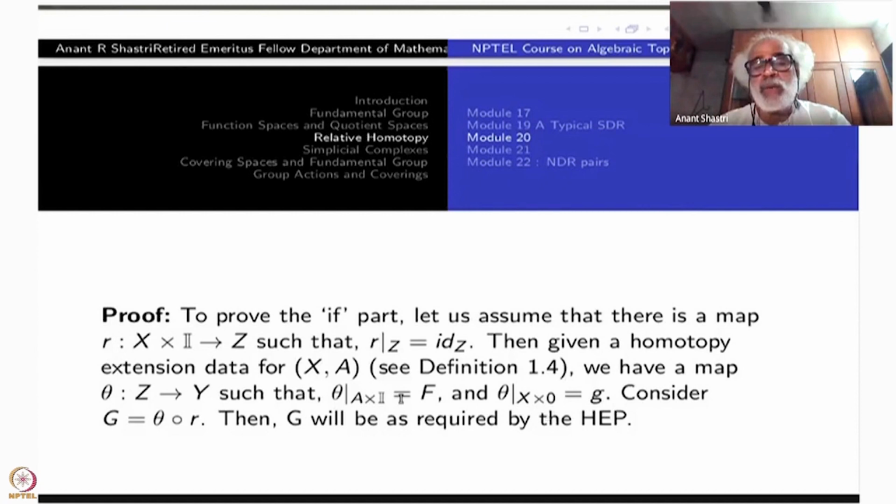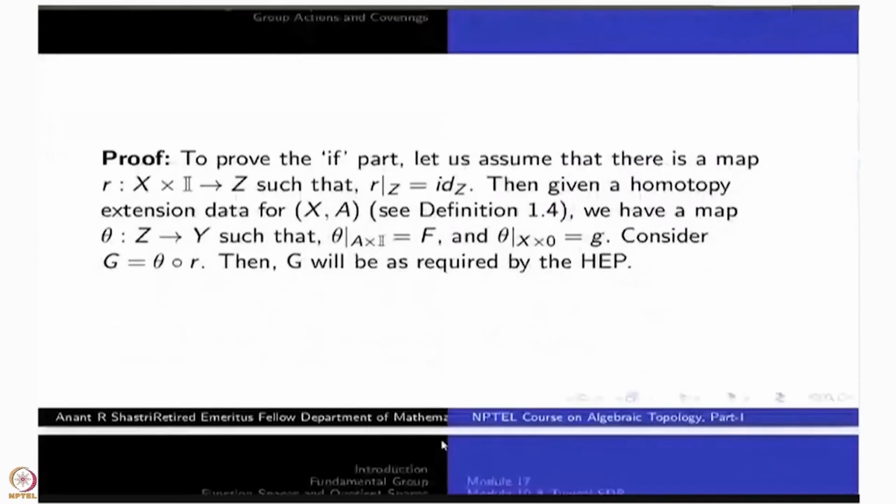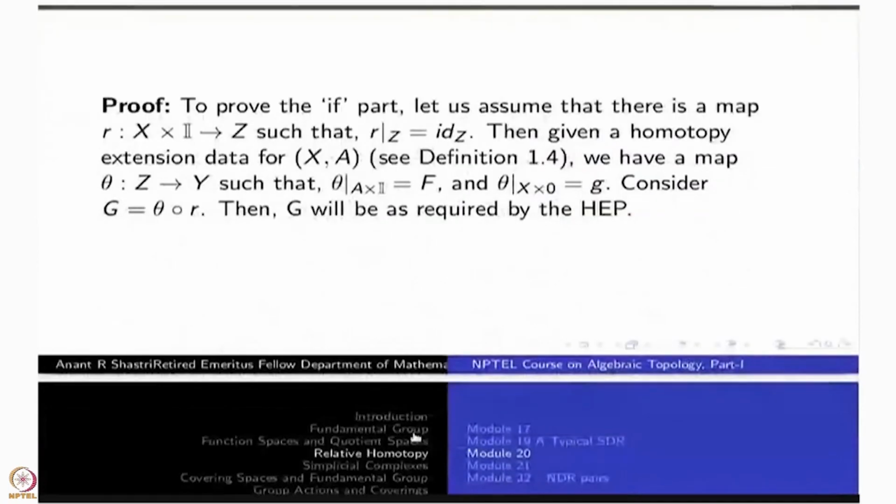Okay. Look at A cross I and X cross 0. What is the intersection? It's A cross 0. That must be a closed subspace. It's the same thing as A must be a closed subspace. So the hypothesis is required there to say that theta is continuous, first of all. Okay. It is not a very costly hypothesis, because finally what you get is the converse, namely A to X is a cofibration.